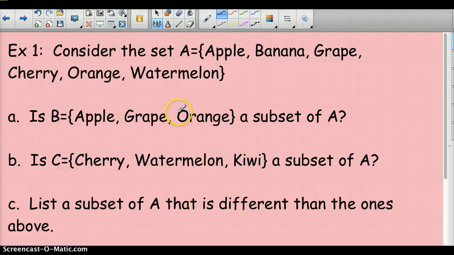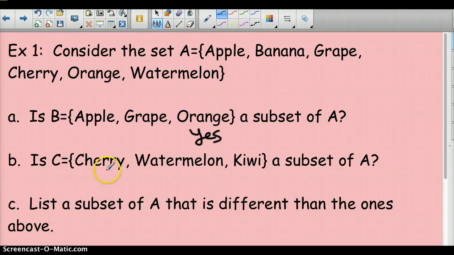Looking here, we have set A, which has apples, bananas, grapes, cherries, oranges, and watermelons. It says, is B, apple, grape, orange, a subset of A? So you're going to look and see, is apple, grape, and orange in set A? I'm looking, I see apple, I see grape, I see orange. Therefore, since all of the elements of B are in A, yes, B is a subset of A.